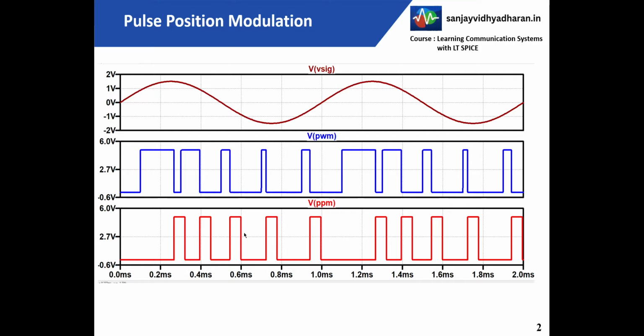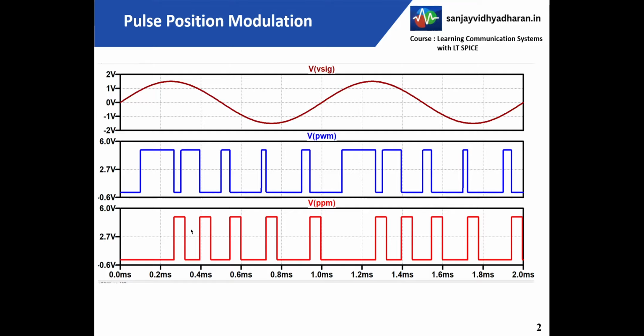Here, if you see, all the pulses have the same width, but the position with respect to the previous pulse keeps changing with respect to the input signal. If you see here, the width is more and hence the distance between these two pulses is very large, and here you have a small width of the pulse, and hence these are close to each other. So what we are going to generate now is a pulse position modulation waveform. We are going to derive that from the pulse width modulation signal itself.